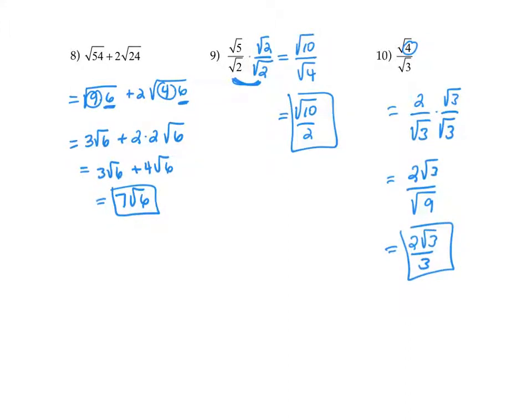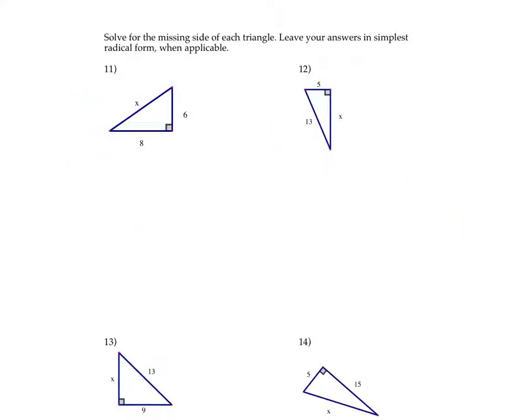Okay, on to the Pythagorean theorem. Okay, so in this group of problems in 11 through 14, we're going to be solving for a missing side using the Pythagorean theorem. Now, I've noticed over the years in teaching geometry that once we study special right triangles, people tend to forget about just regular old right triangles and using a squared plus b squared equals c squared.